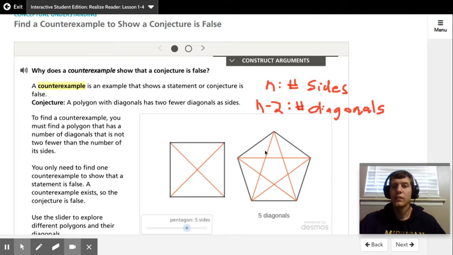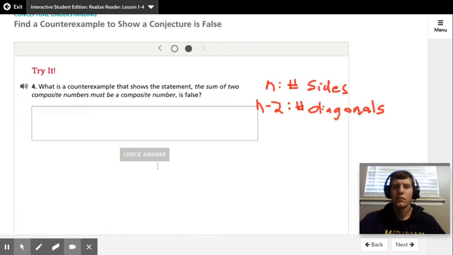And so now we have an example showing that this conjecture is false. And that's all we need to show that the whole thing is wrong. The whole thing is false. Just one counterexample. Okay, on your try it, it's asking you to give a counterexample for the statement, or the conjecture, that the sum of 2 composite numbers must be a composite number.